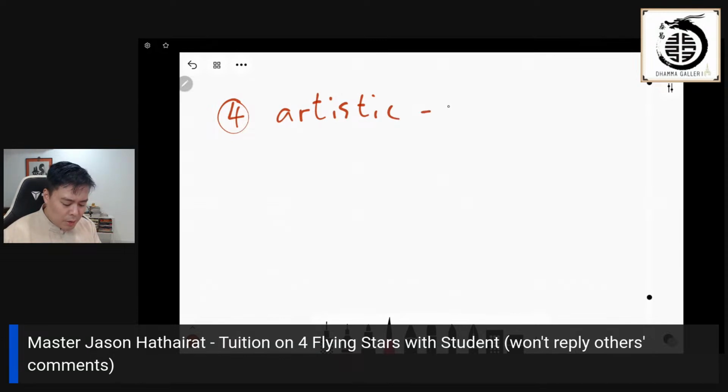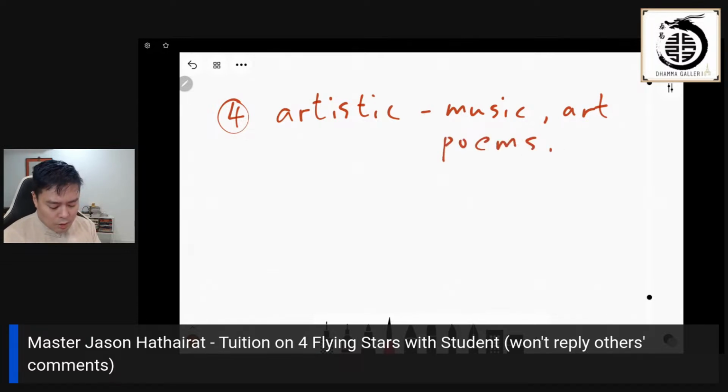So they will like things like music, art, poems, or let me think, they do like drama, etc. Okay, everything that is artistic, everything that is visually appealing, they will be attracted to such activities. Okay, so this star can also mean that person is very elegant.